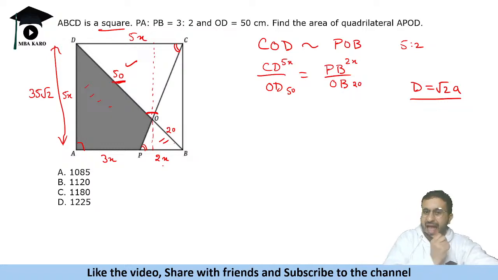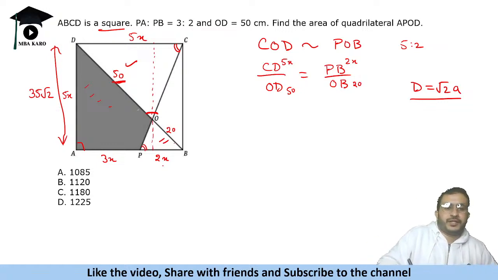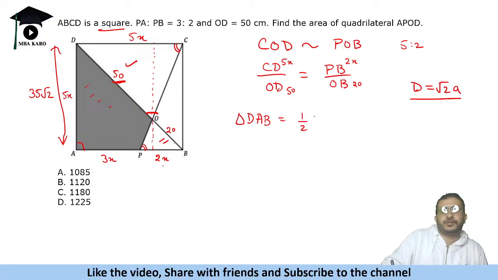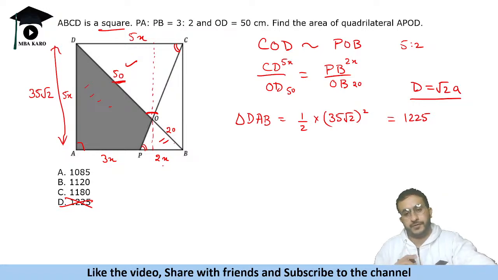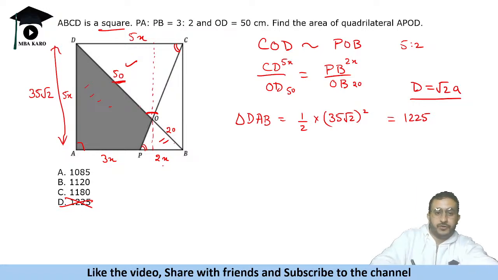35 root 2 came. Is it clear? Now area of triangle DAB is half of the area of the square, half of 35 root 2 whole squared. Root 2 squared is 2, 35 squared is 1225. This is the area of the triangle. So this is not the answer, because 1225 is the area of this complete triangle. Now what we have to do is find the area of this small triangle.